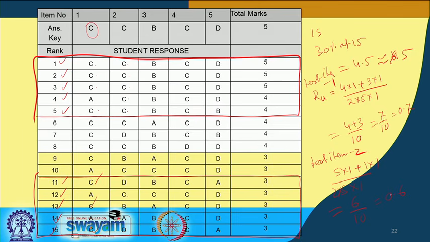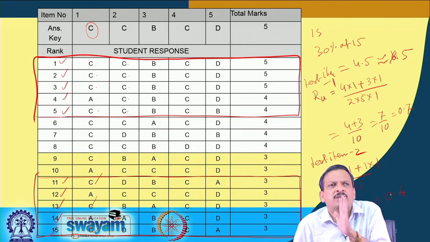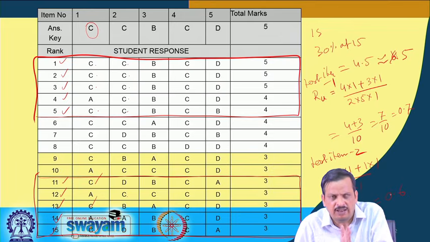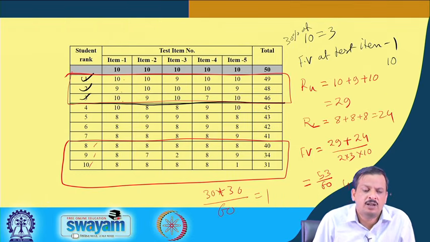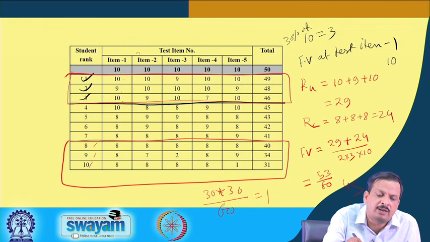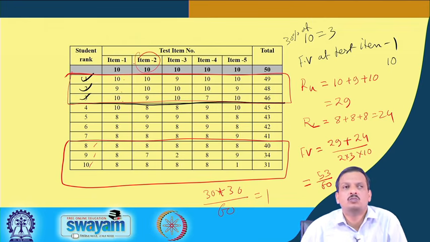So, any test item for any evaluation, I can calculate the facilitation value and the discriminative index. The discriminative index I will come to later on. So, suppose, again I come to this table. Can you calculate the facilitation value of test item 2?